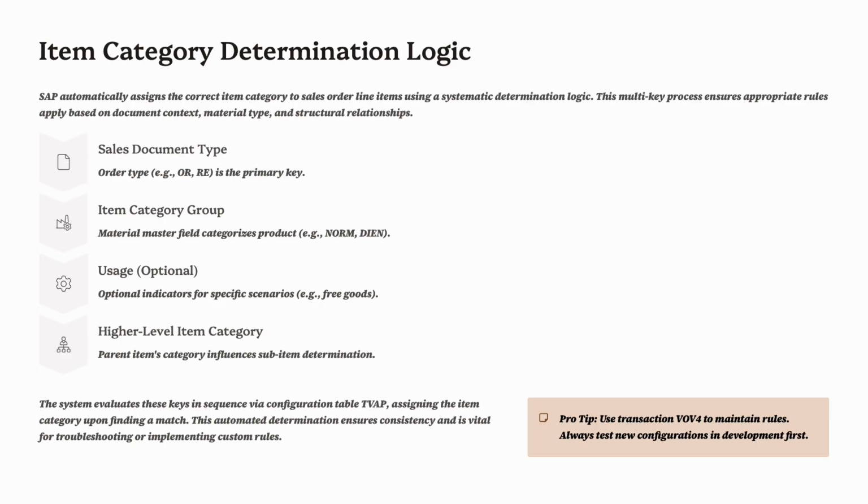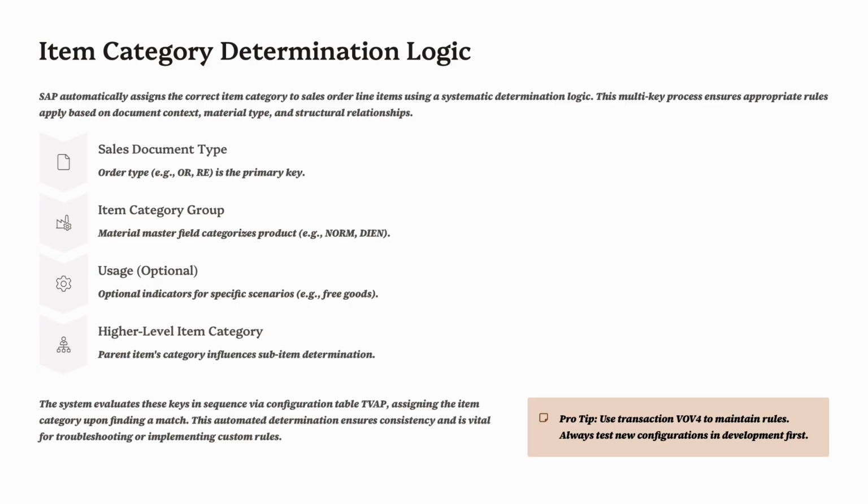2. Item category group from Material Master. This comes directly from the Material Master. Typical values include NORM, standard product; DIEN, service; ERLA, sales BOM header; LUMF, sales BOM components; and TEXT, text-only items. This tells SAP what type of material we are dealing with. 3. Usage, optional. Usage is used to override logic in special scenarios, for example free goods or replacement items. This field allows very precise control in special processes.